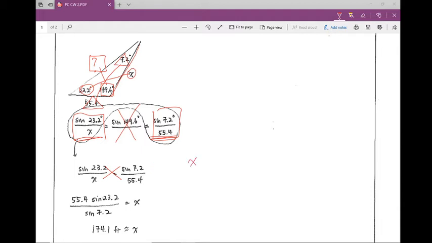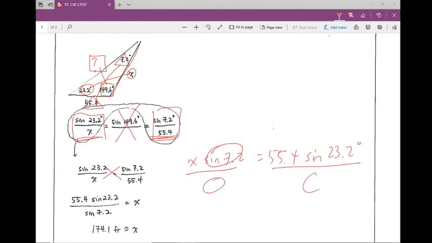to get x times sine of 7.2 degrees equals 55.4 times sine of 23.2 degrees. Here I'm going to isolate x by taking this and dividing it on both sides to get this expression. If you put this in the calculator, you will get this.